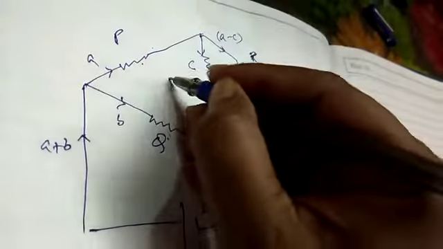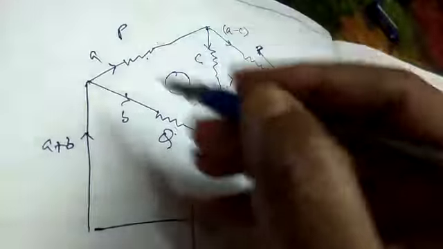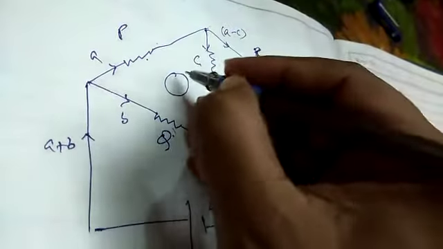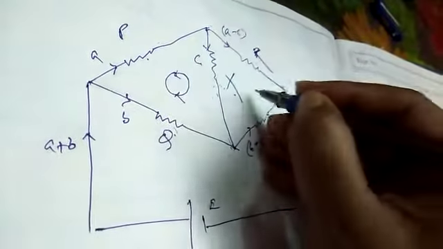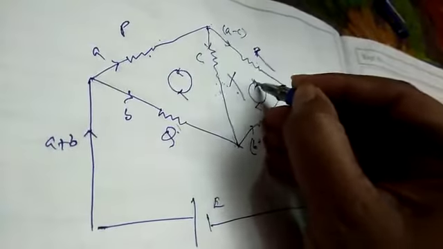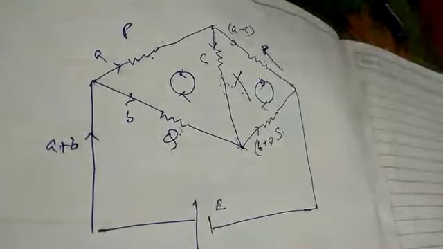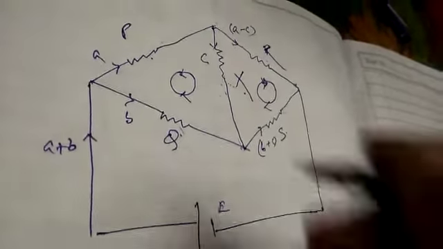Now I can use Kirchhoff's loop law. I can take a clockwise loop or anti-clockwise loop, whatever you wish. Let's take clockwise loop. Here again I am taking clockwise loop. No problem. You can take clockwise, clockwise, or anti-clockwise, anti-clockwise. No problem at all. You have the liberty to choose the loop.